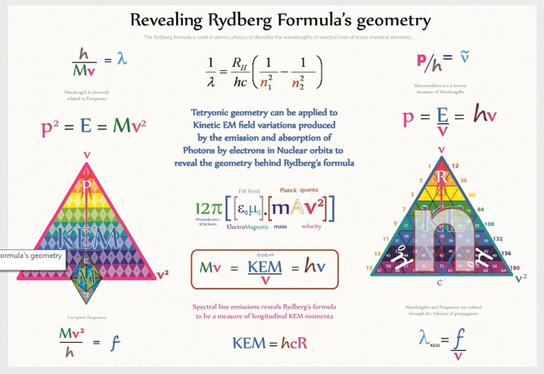Rydberg's formula, as we've mentioned, or constant, is just another way of re-expressing the linear momenta of a KEM energy field, and using Tetryonic geometry of equilateral energy within the KEM field, we can rewrite all the equations relating to Rydberg's formula and constant and spectral lines. In fact, we won't go into it here, but you can look at the page, and we'll discuss it further as we go through.